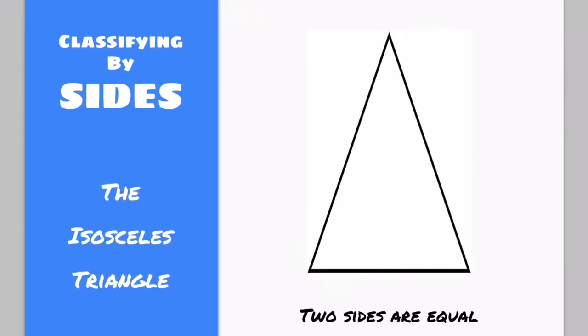The second type of triangle, if we're classifying by sides, is the isosceles triangle. And an isosceles triangle has two sides that are equal. In this particular triangle, I notice that the base is considerably shorter than these two sides, and those two sides are of equal length. Again, consequently, because we have two sides that are equal, we would also see that these two angles right here are also equal, because two equal sides will result in two equal angles. This is the isosceles triangle.